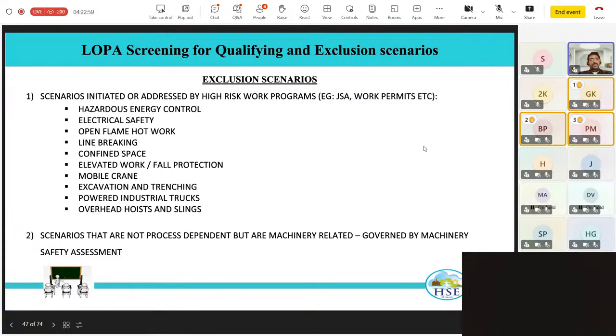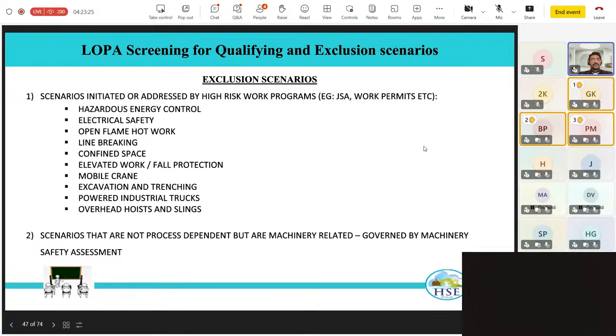Okay. So scenarios initiated or addressed by high-risk work programs. Those who have worked on the manufacturing or operation side would know that there are certain high-risk activities that require a permit to work or your job safety analysis, JSA as they call it. So those activities are already done under separate supervision, under a separate permit to work, and under a buddy system. Many a time they do it under a buddy system. So those activities essentially we do not consider in LOPA. Many a time human errors and other things are also not part of the LOPA exercise. So which are those exclusion activities?